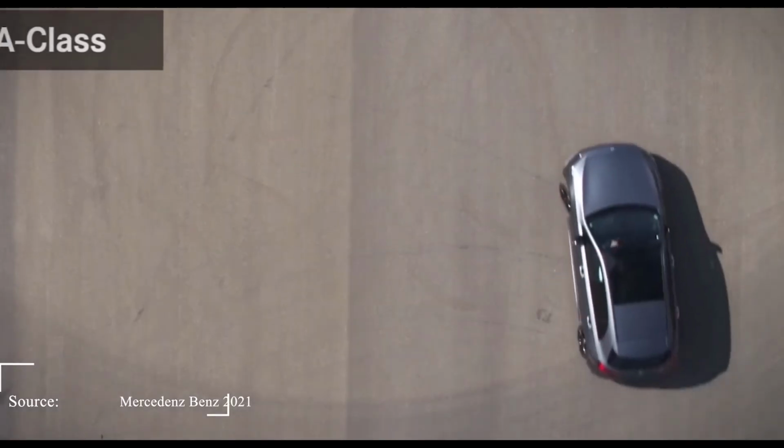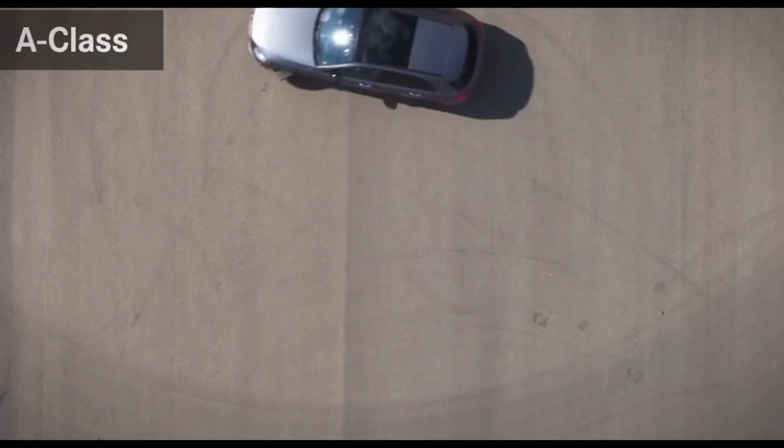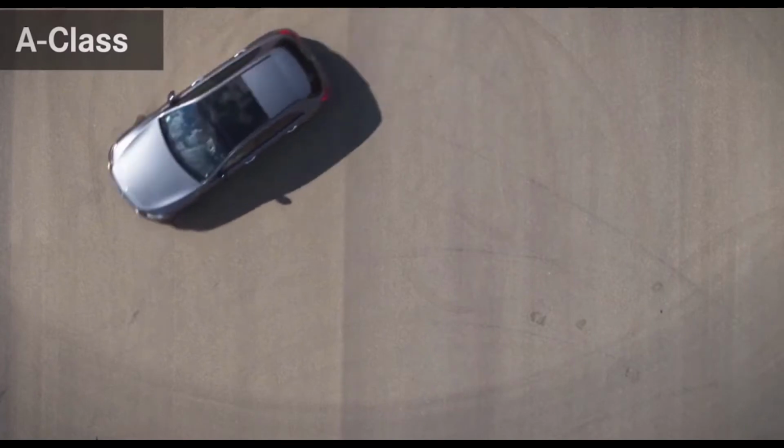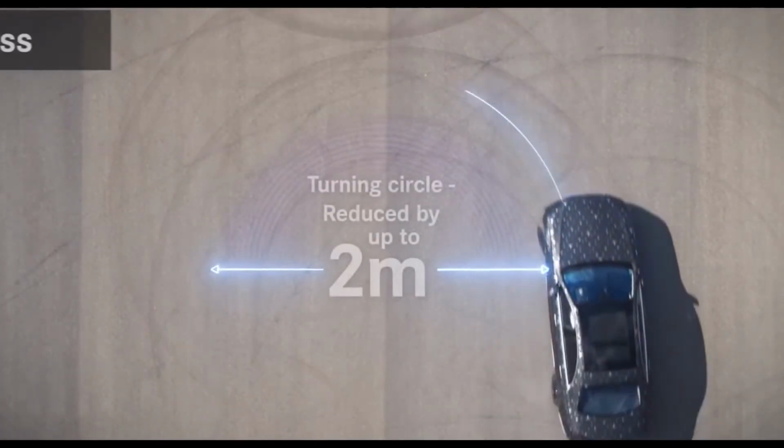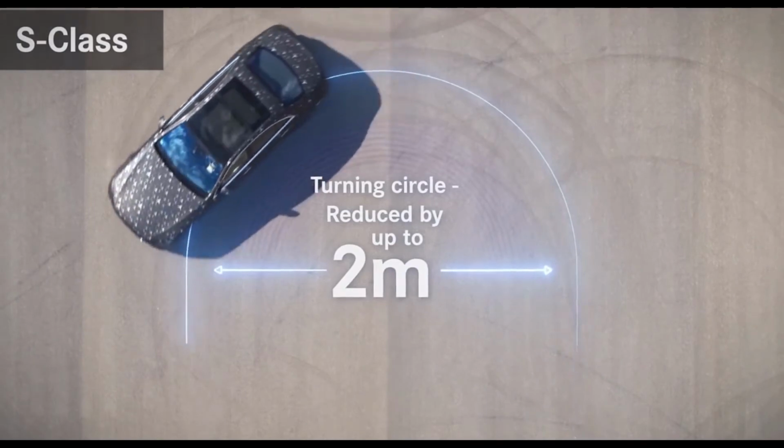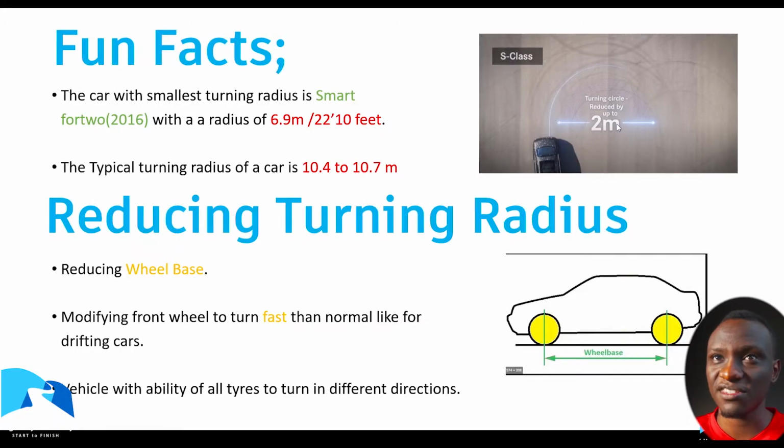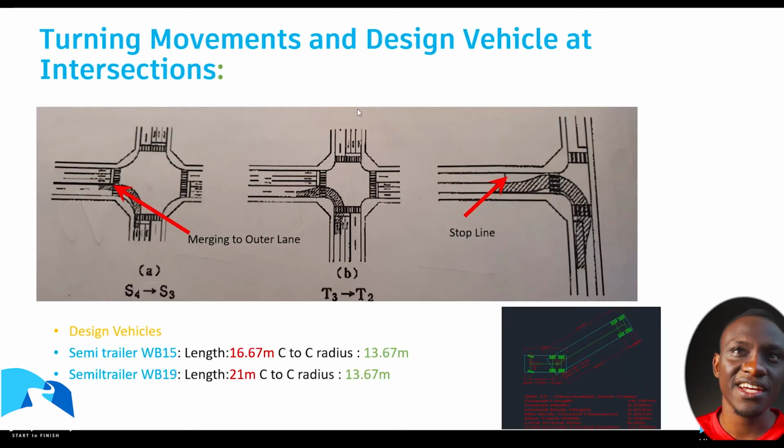Now, if you watch the Mercedes-Benz 2021 promo, there's something they showed in regards to the reduction of the turning circle by 2 meters. And it got me thinking, wow, what have they done to reduce this turning radius by 2 meters in their new Mercedes-Benz S-Class model? So one, you can also modify the front wheels to turn faster, normally faster than normal for drifting cars. And as a result of turning the front wheels faster, you are able to take a much tighter radius.